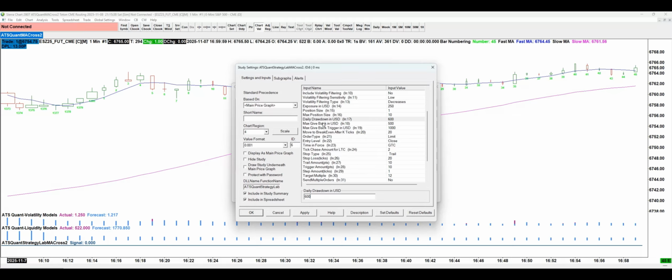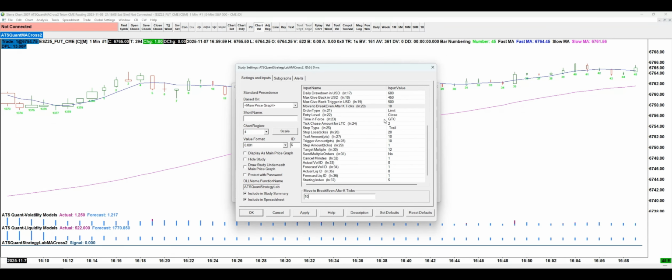So we're going to take the daily drawdown down. We're going to move our max give back trigger down as well, and we're going to drop the amount that we can give back. So once we're up 500, if we give back 450 of that, then we stop trading. And then move to break even. We're going to tighten. We're going to move to break even sooner. And then we're going to enter at the close.